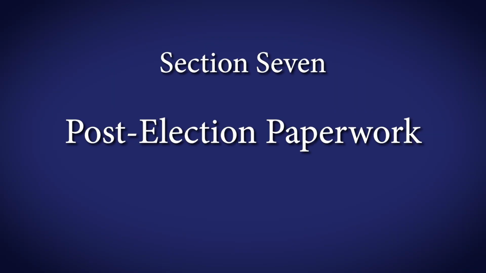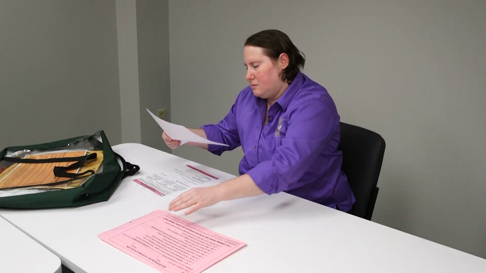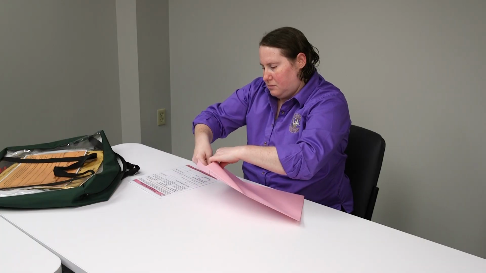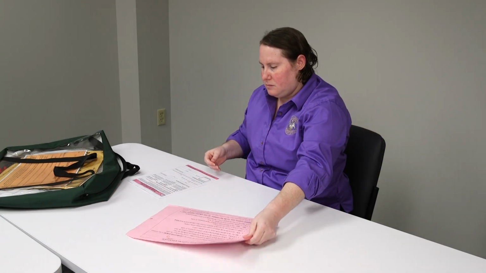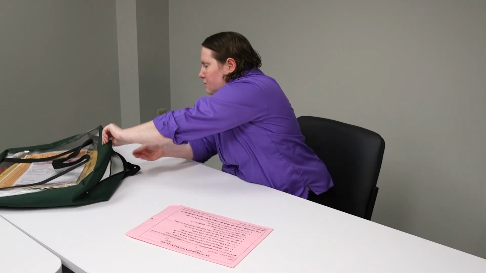Section 7, Post-Election Paperwork. Before sealing the pink Registrar of Voters envelope, make sure all completed declaration of ballot choice forms, along with the other forms listed on the envelope, have been placed inside the pink Registrar of Voters envelope. Any unused declaration of ballot choice forms will be placed back into the green canvas bag.